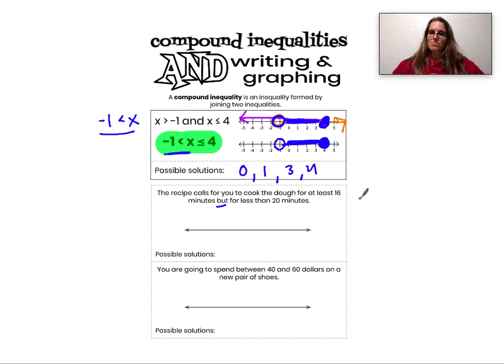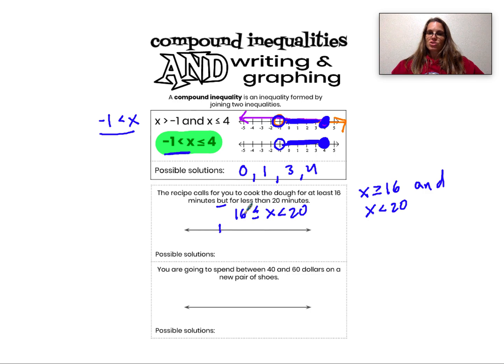At least 16 minutes means 16 minutes or more. At least 16 is x is greater than or equal to 16. 16 minutes, 17 minutes, 18 minutes. But for less than 20, x is less than 20. So we can't cook the dough for 21 minutes or 22 minutes. We cannot write our compound inequality like this using the word "and". We have to rewrite it in our notation with a constant on the left-hand side. So I'm going to write this as 16 is less than or equal to x is less than 20. This tells me x is greater than or equal to 16 and x is less than 20.